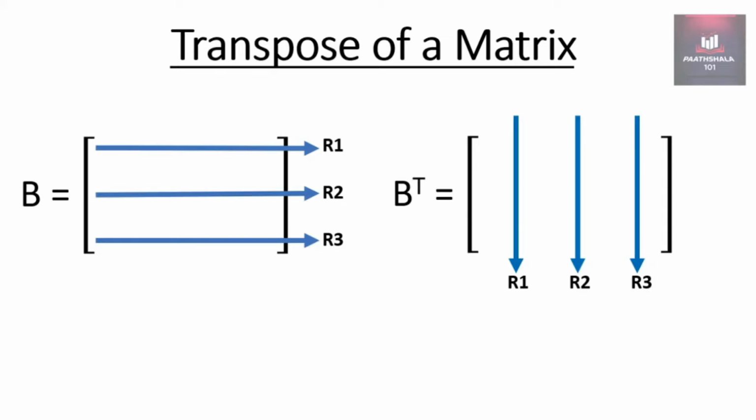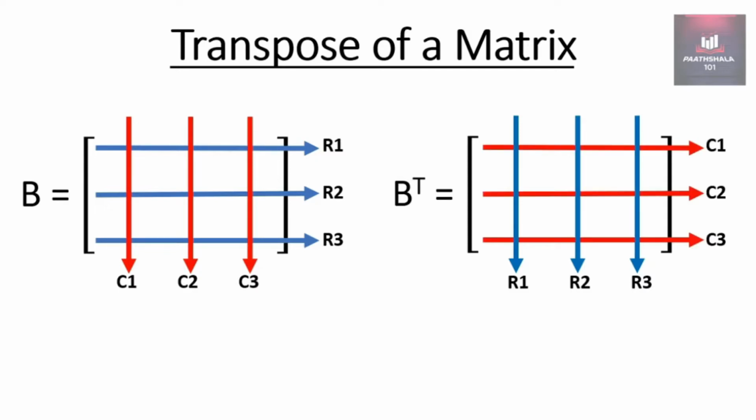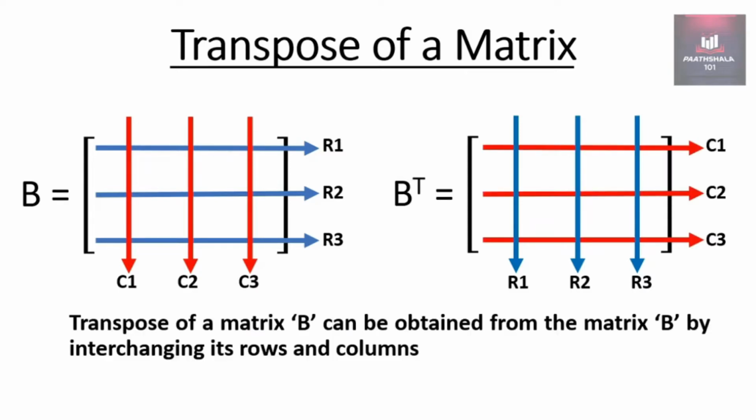Similarly, suppose in matrix B there are three columns named as C1, C2 and C3. They will become three rows in B transpose, that is C1, C2 and C3. So, transpose of a matrix B can be obtained from the matrix B by interchanging its rows and columns. Transpose can be denoted by B raised to T or B dash.